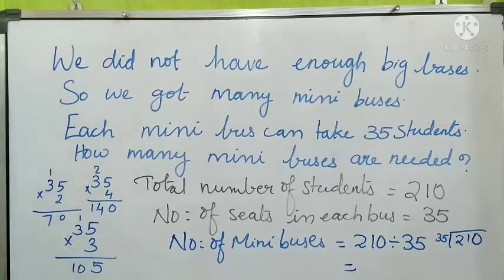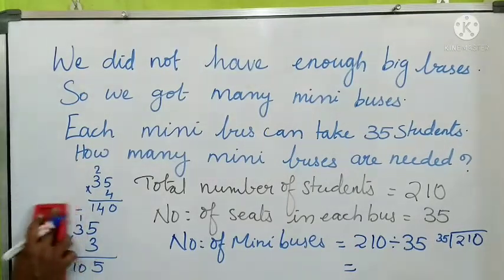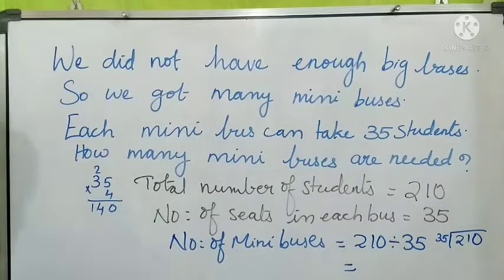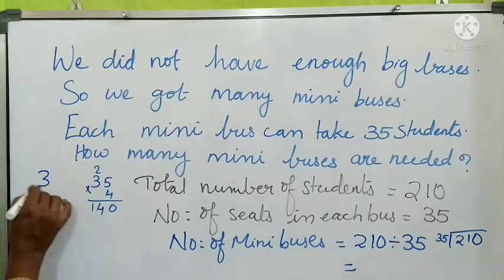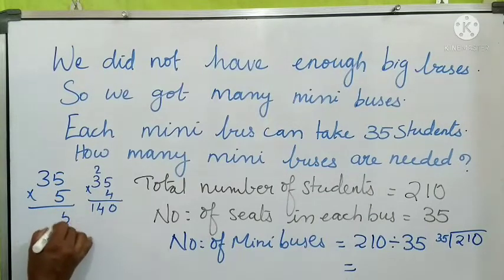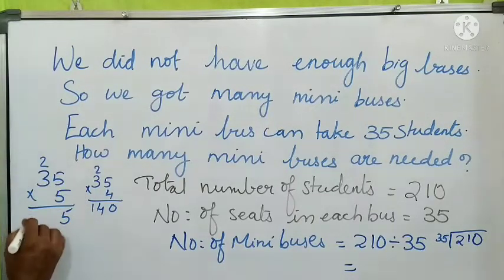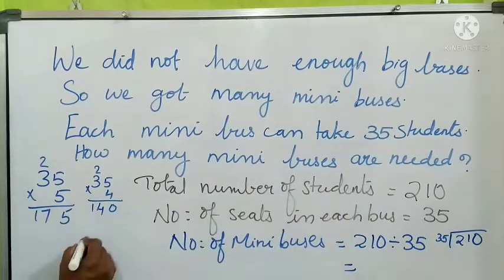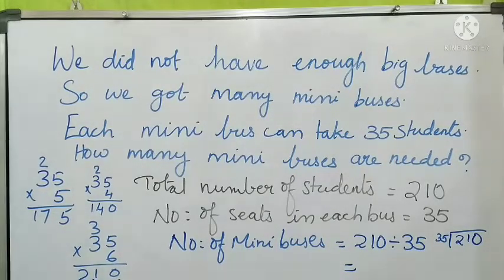It is also less. So continuing the multiplication. So 35 into 5. 5 5s are 25. 2 balance. 3 5s are 15 plus 2, 17. So it is also less. So 35 into 6. 6 5s are 30. 3 balance. 3 6s are 18. 18 plus 3, 21. So we get the number 210.